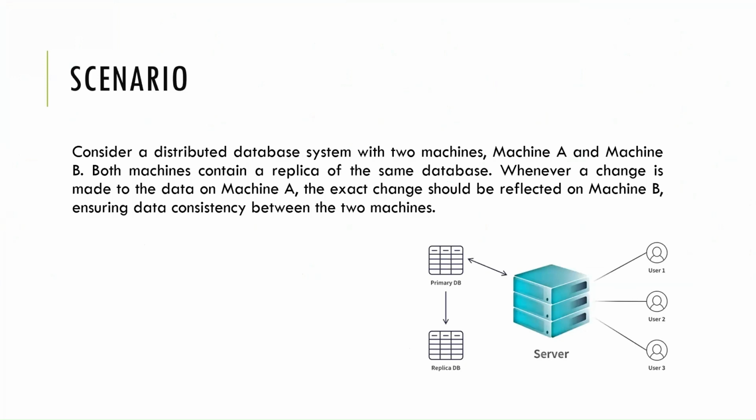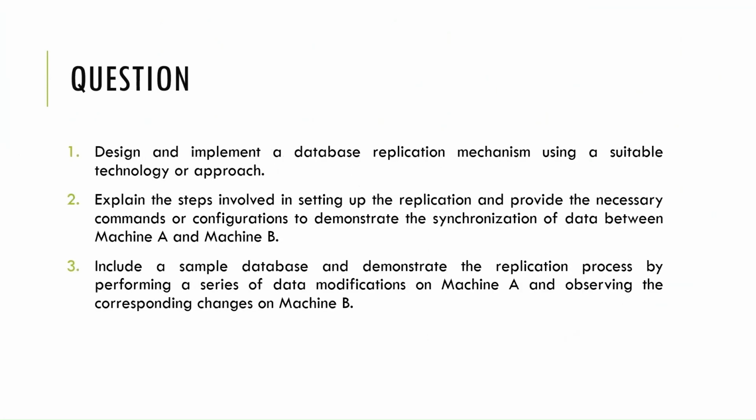So this is the scenario that we need to develop in this project. There will be two separate machines which will contain a PostgreSQL database system. Both machines will contain a replica of the same database. Whenever any change is made on a machine, this change will be reflected on the other machine. Throughout this project development, these three steps we need to develop and show all over this presentation step by step.